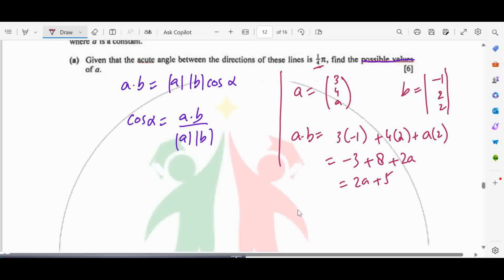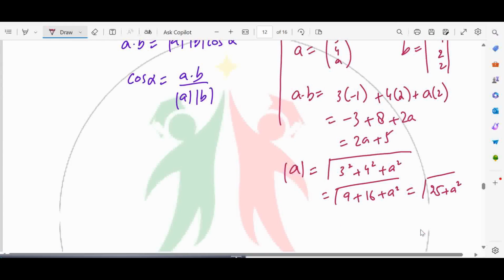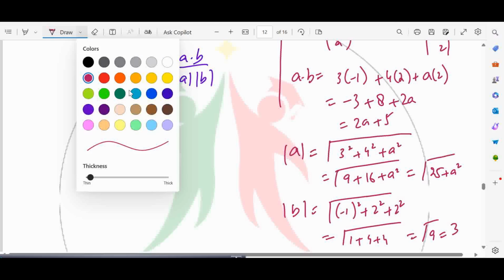Here the magnitude of A will be equal to square root of 3 square plus 4 square plus A square, which means 9 plus 16 plus A square, which means 25 plus A square. And similarly, the magnitude of B will be equal to minus 1 square plus 2 square plus 2 square. This will be 1 plus 4 plus 4, which means 9, which means 3. Now just put all these values in the equation.